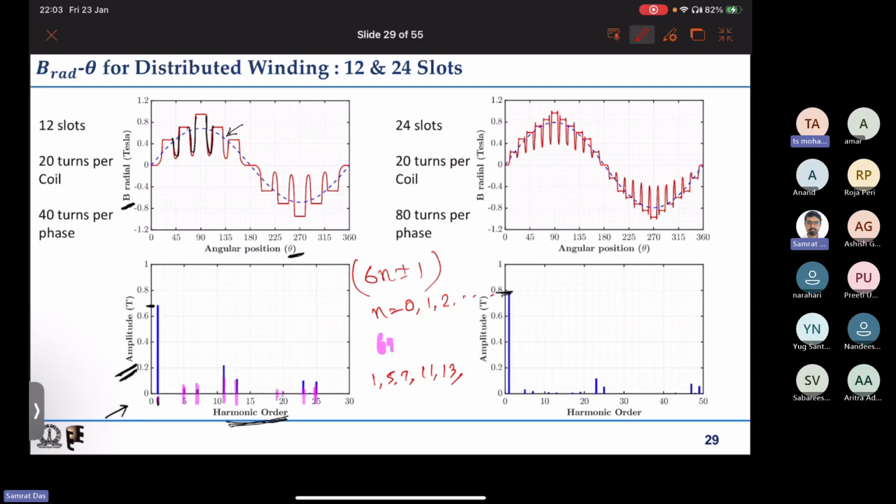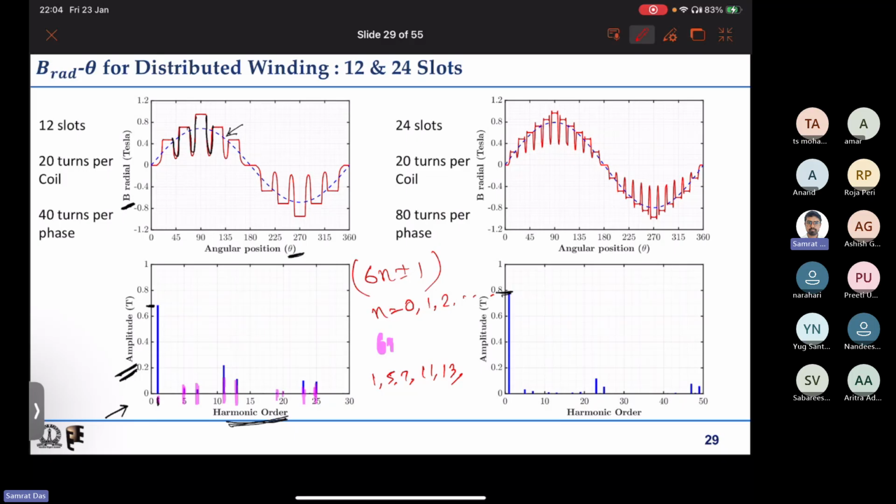So why does B need to be sinusoidal? Are there any advantages? We want our induced EMF to be sinusoidal. Our induced EMF is basically nothing but the rate of change of flux linkage. So if we want that to be sinusoidal, then we need our B distribution to be sinusoidal also.